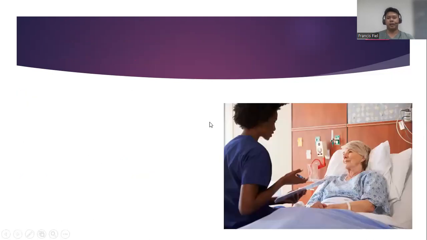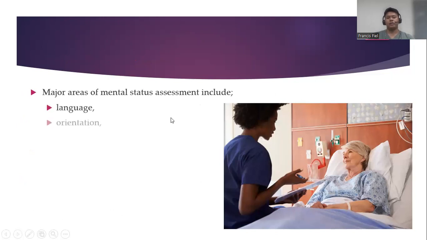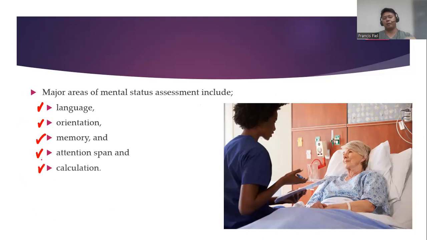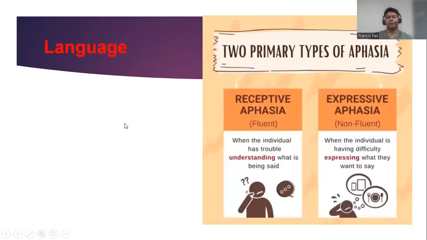All right. Now, major areas of mental status assessment include, ano ba yung mga major areas for mental status assessment? You have language, orientation, right? So we have language, orientation, memory, attention span, and calculation. So mamaya isa-isahin natin. Paano ba natin i-assess yan? So we will assess that later. Okay? So now let's first tackle language.